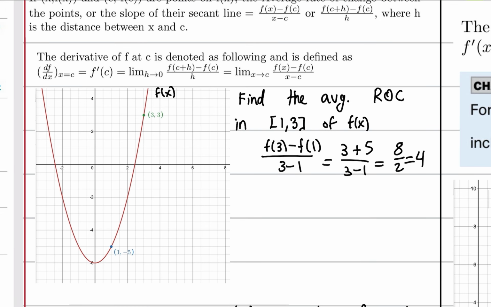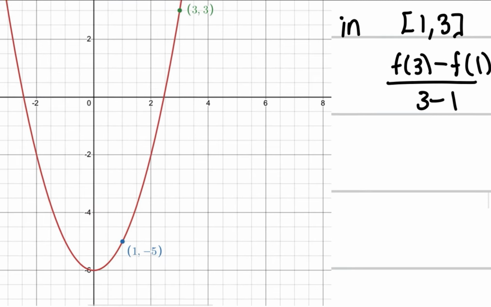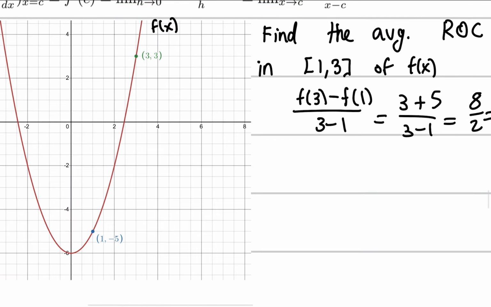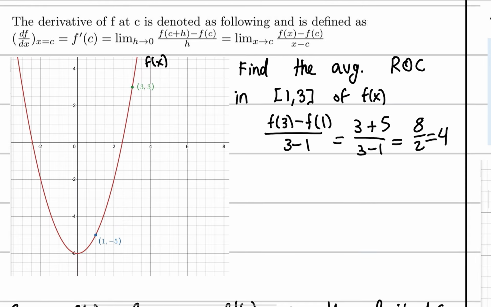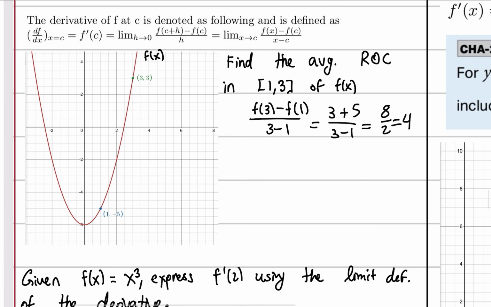Find the average rate of change over the interval [1, 3] of f. And we have these two points. This is literally just like algebra, nothing complicated. Just take f of 3 minus f of 1 over 3 minus 1, which is 3 minus negative 5, so plus 5, over 3 minus 1, just 8 over 2, which is just 4. So that's also the slope of the secant line.